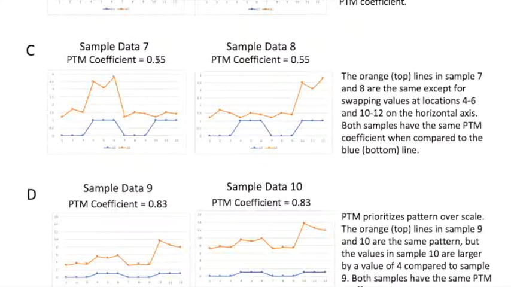And that makes sense because all I did was switch these samples 4, 5, 6 with samples 10, 11, and 12. As you see, these 2 profiles are obviously different, right, to our eyes, but their PTM coefficient is 0.55. It's the same because, again, PTM measures overall similarity in these patterns. Okay, in this case, the bumps in the blue data.